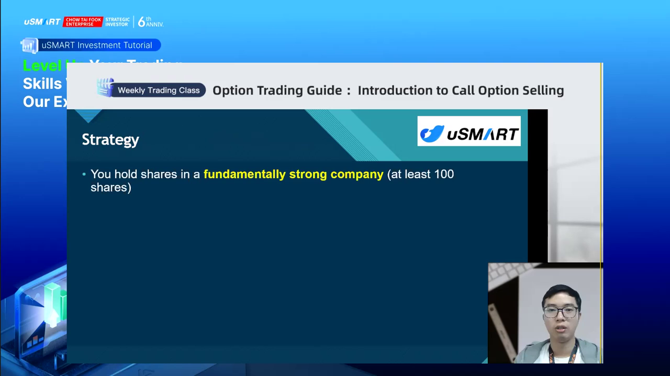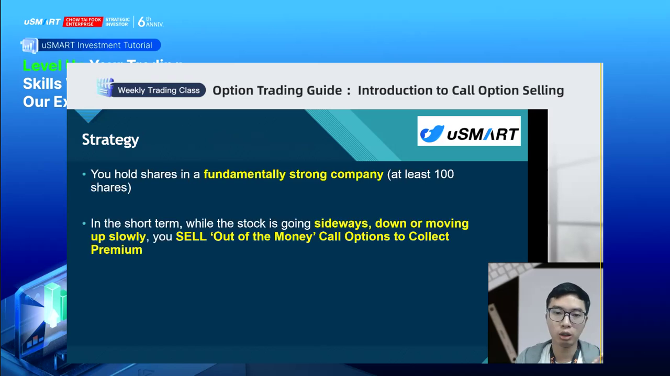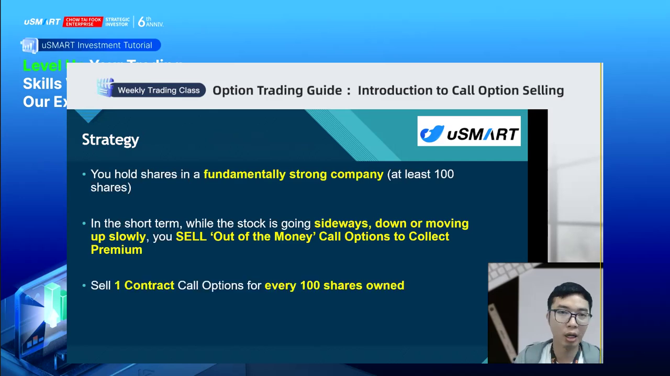For the strategy, we always find a good, fundamentally strong company, and you need to own at least 100 shares. In the short term, while waiting for the stock to go sideways, down, or move up slowly, we sell out-of-the-money call options to collect premium. We sell one call contract for every 100 shares owned. So remember, for one option contract, we own 100 shares.